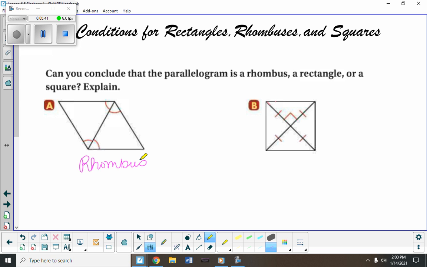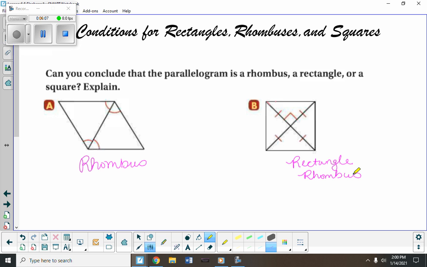Now in this problem, we don't have anything about diagonals bisecting angles. They bisect each other and they're all the same length. So the diagonals are congruent, which tells you it's a rectangle. The diagonals are also perpendicular, so it's a rhombus.